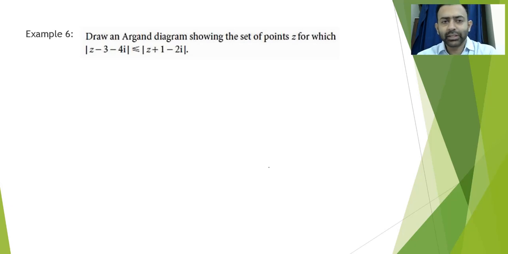So the next example is that we have to draw on an Argand diagram the set of points z for which mod of z minus 3 minus 4i is less than or equal to mod of z plus 1 minus 2i.